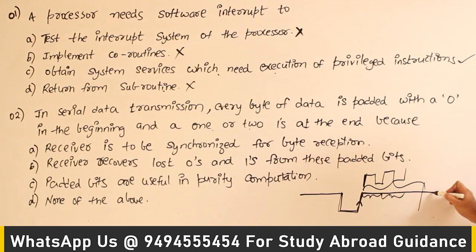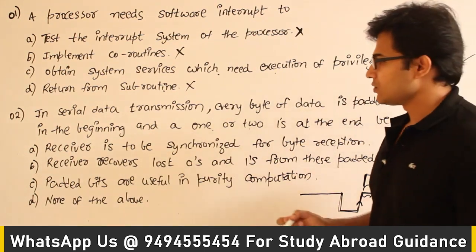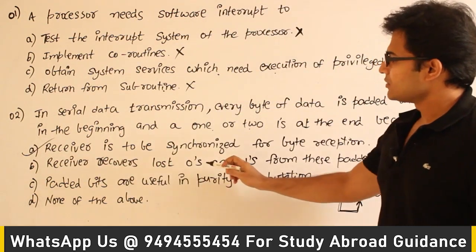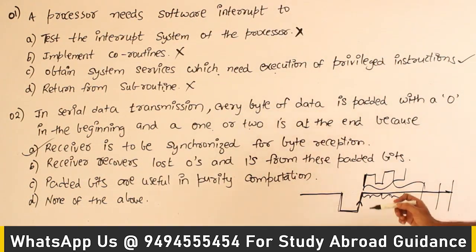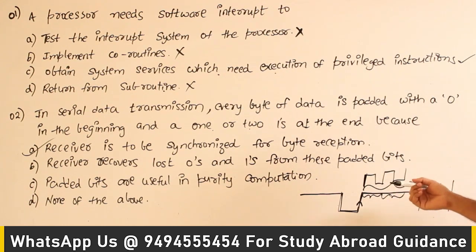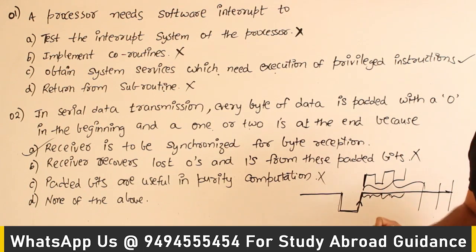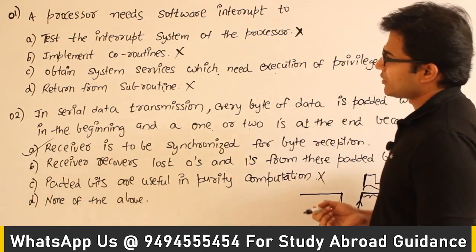And also at the end we are going to have 1 or 2 bytes of ones. They are generally used for synchronization only, right? So the receiver is to be synchronized for the byte reception. That is the reason. The receiver does not recover the loss of zeros and ones from the padded bits, no error recovery, and no parity correction, right? It is used for synchronization.